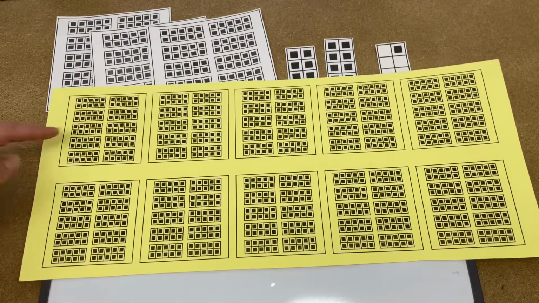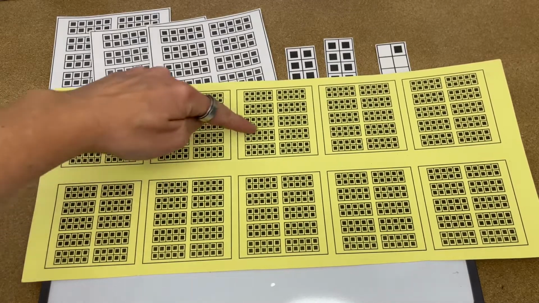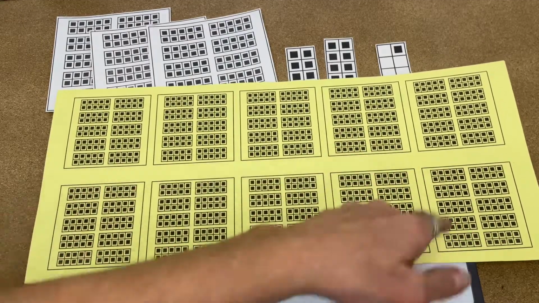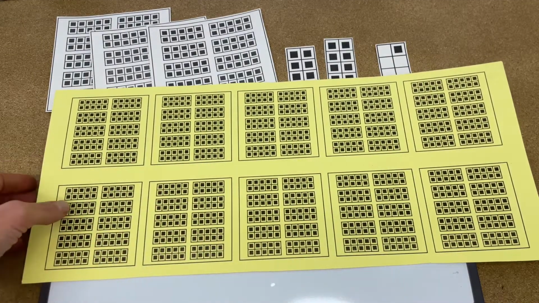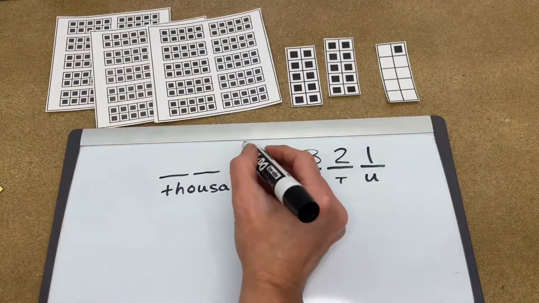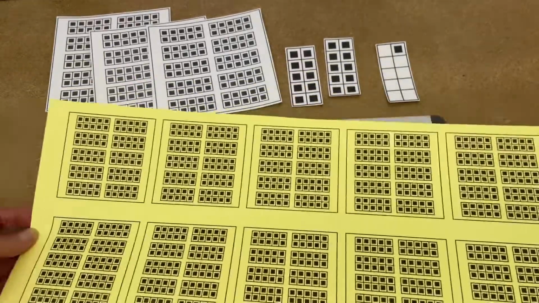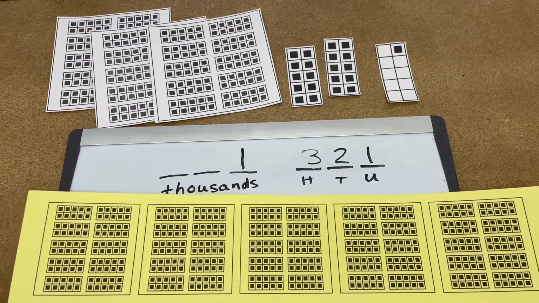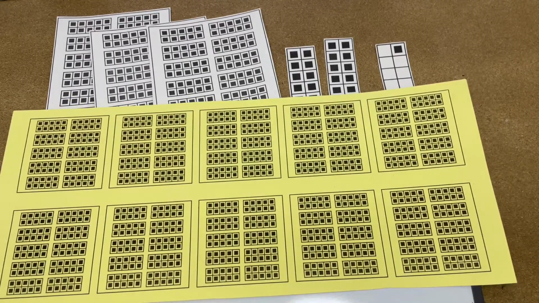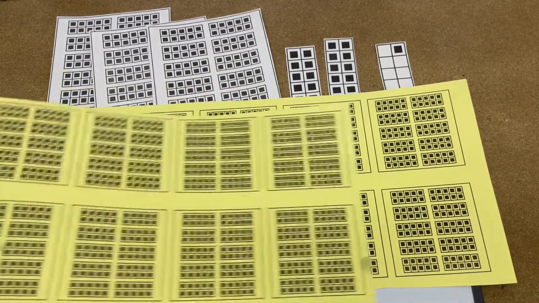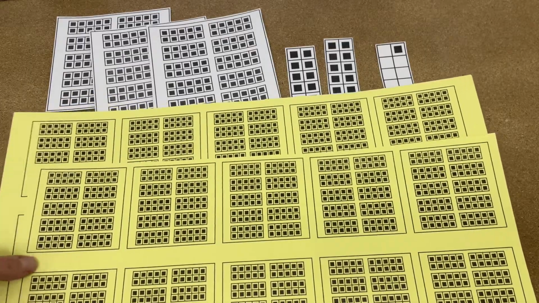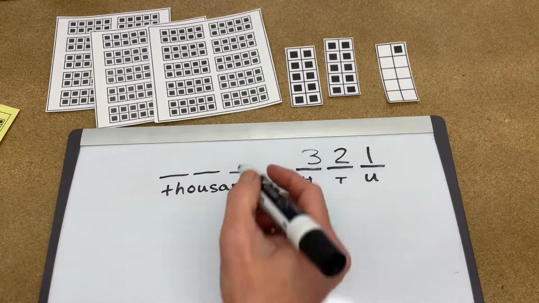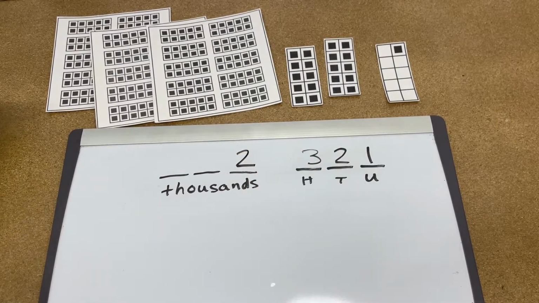Make sure it's 1,000: 100, 200, 300, 400, 500, 600, 700, 800, 900, 1,000, 10 groups of 100, or we can say 1,000. So we would write 1,321 for that number. What happens if we add another 1,000? That would be 2,321, and we would continue to change the number of the thousands.